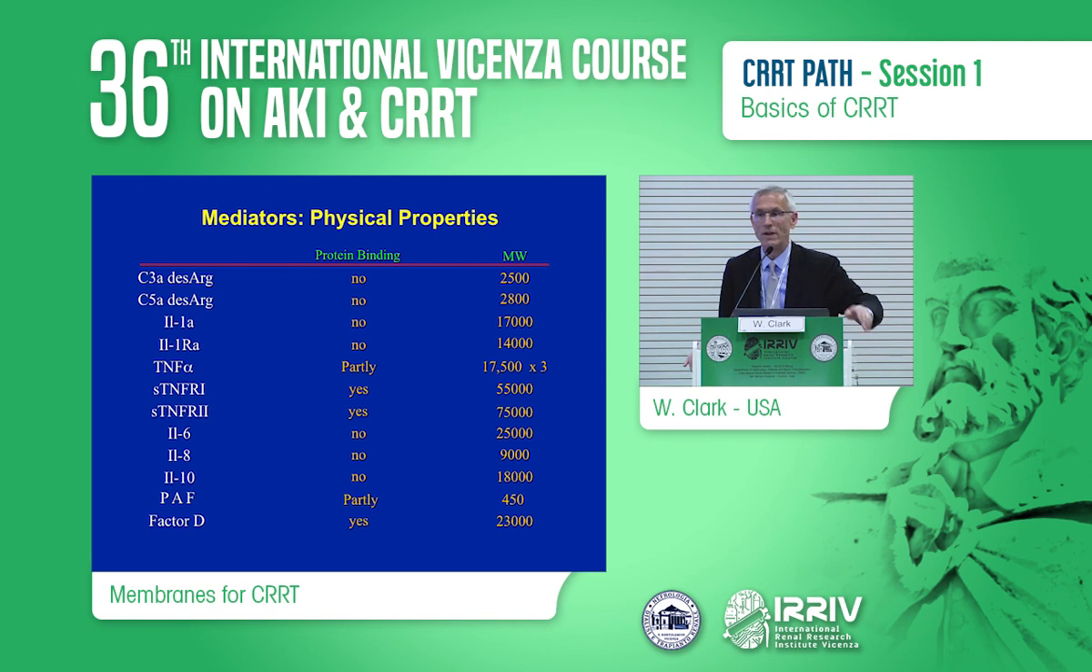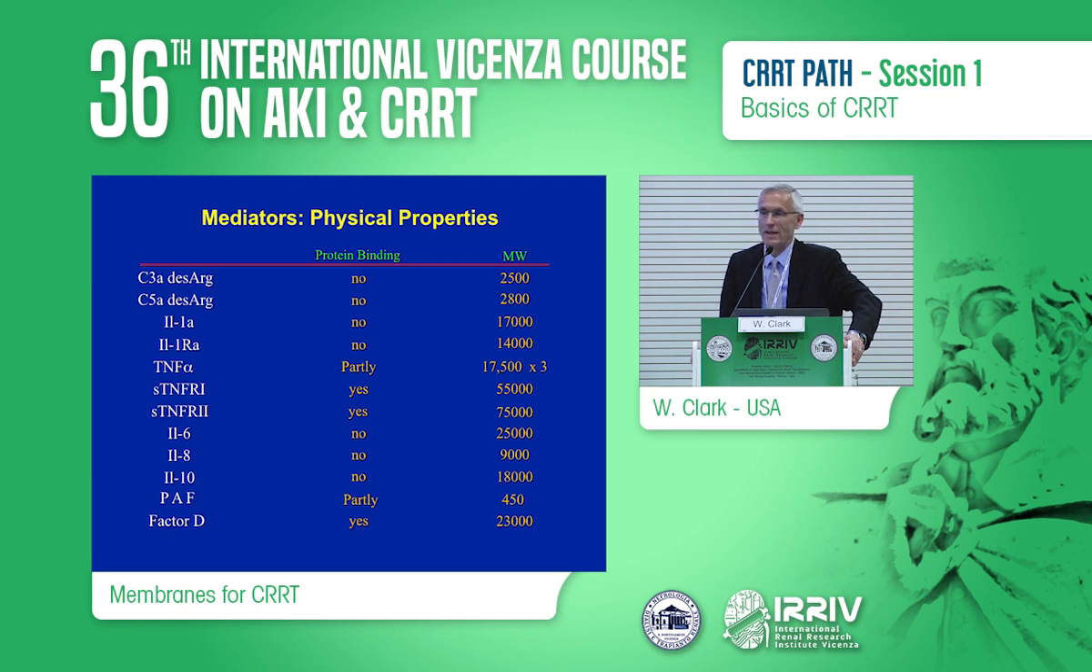So let's shift gears a little bit and talk about large solutes for the last few minutes. There remains very keen interest in extending the spectrum of molecules that are removed by CRRT and not limiting the discussion to the traditional small solutes, urea, creatinine, and even relatively small proteins like beta-2 microglobulin.